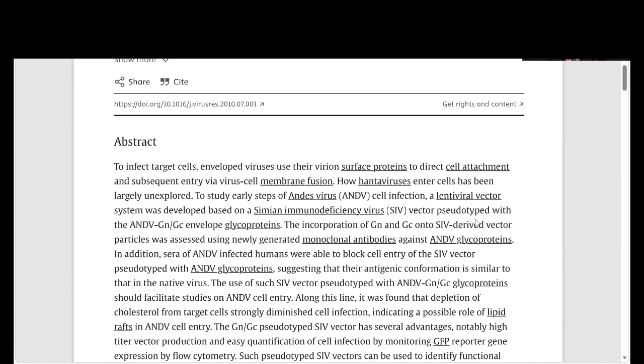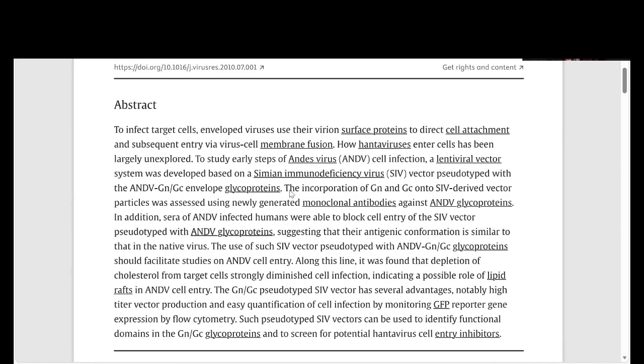But the point I'm making here is that you can put on an SIV or an HIV GNGC. That's the main point I'm making here. All right. But in this paper, they didn't do that. Now, so they create this safe vector, so pseudotype vector, SIV, with the Andes spike, the GNGC, and they were able to test to see if it can be blocked. And it shows that it can.